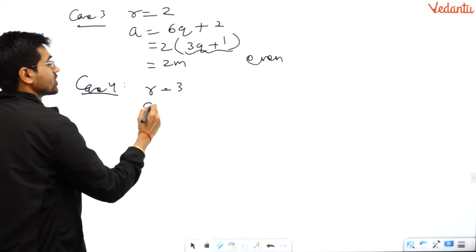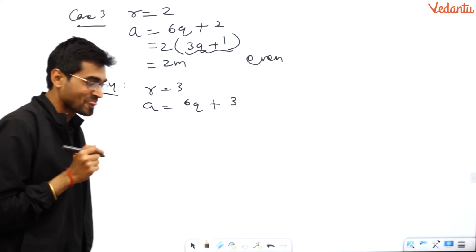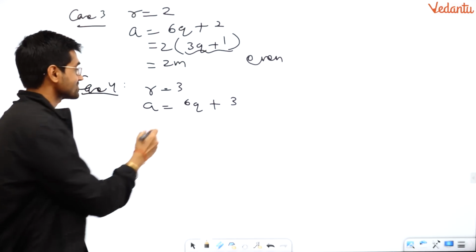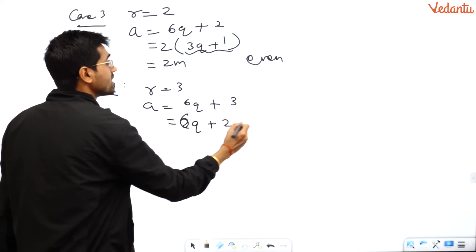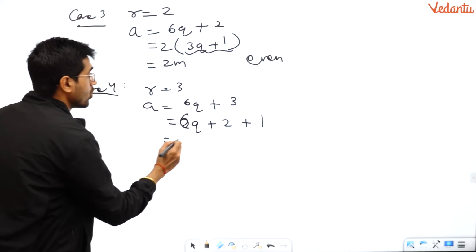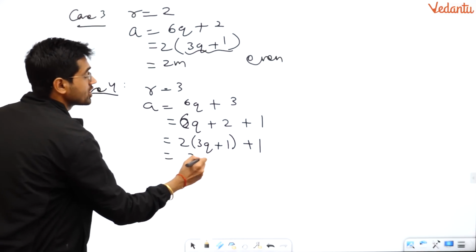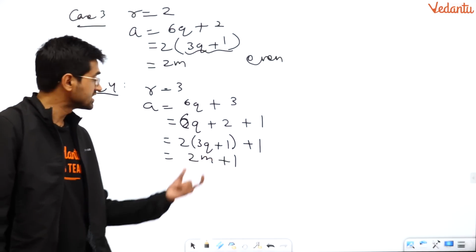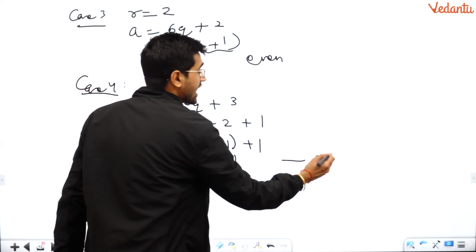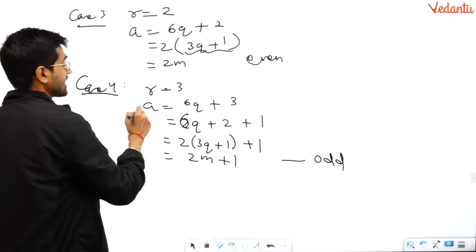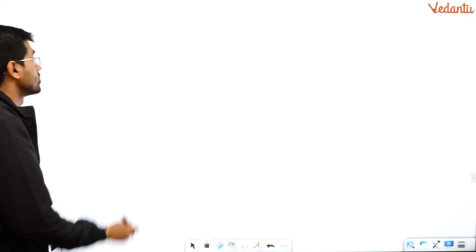So r is 3. So a equals 6q plus 3. Do not take 3 common, because only 2 is allowed. So you have to write this as 6q plus 2 plus 1, which is 2 times 3q plus 1 plus 1. Remember this thing, only 2 is allowed. That is why I have to do it this way. This will be 2m plus 1. I have considered 3q plus 1 as m. Is it odd? Yes, it is odd. I have proved the second one is also odd when a is 6q plus 3. Now the next is 6q plus 4 and then 6q plus 5.